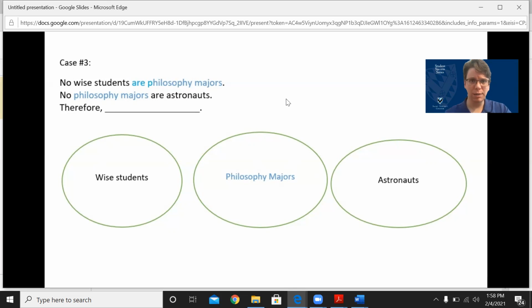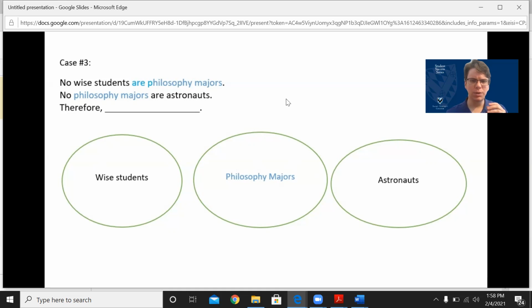And since there's no overlap, because the categories of people don't intersect at any point, we can't form any logical conclusions. That overlap is missing here.